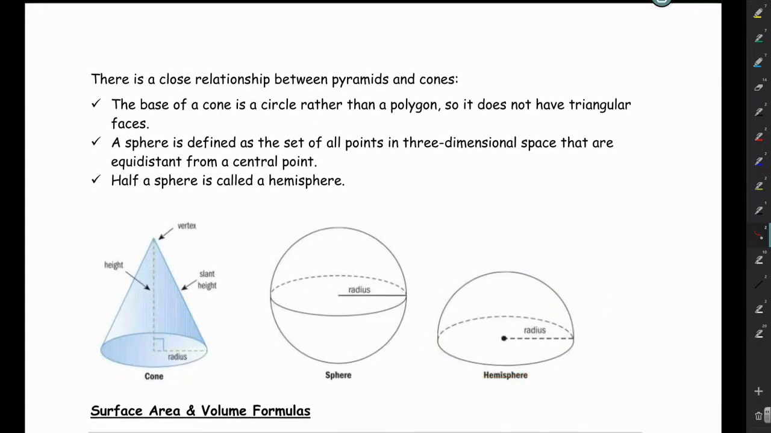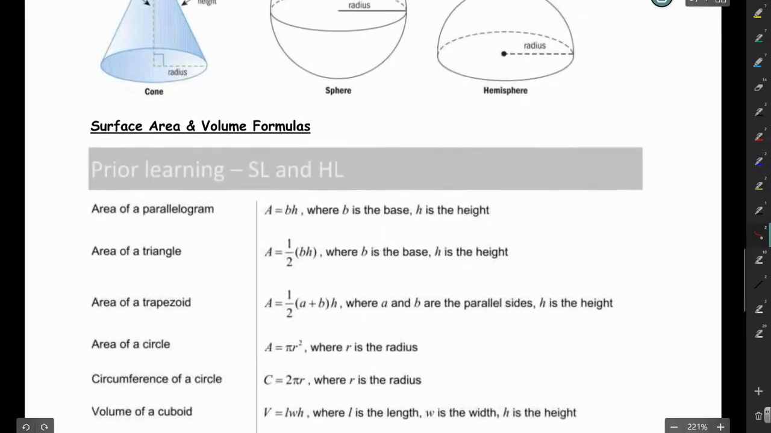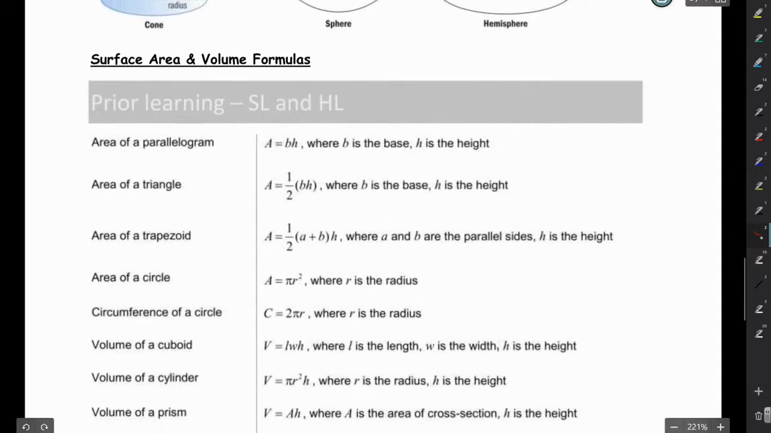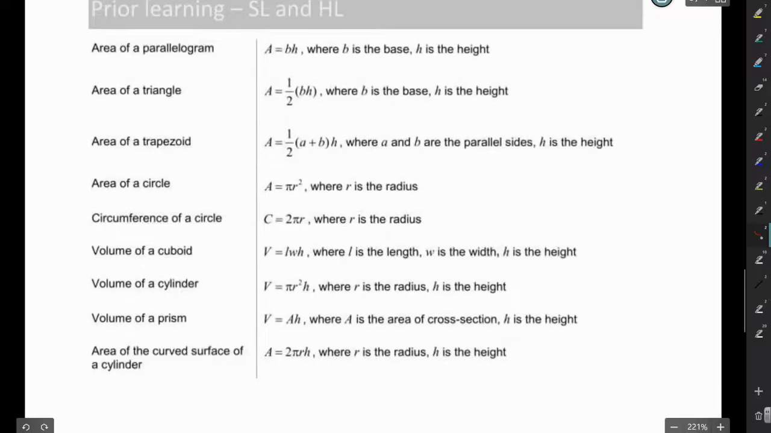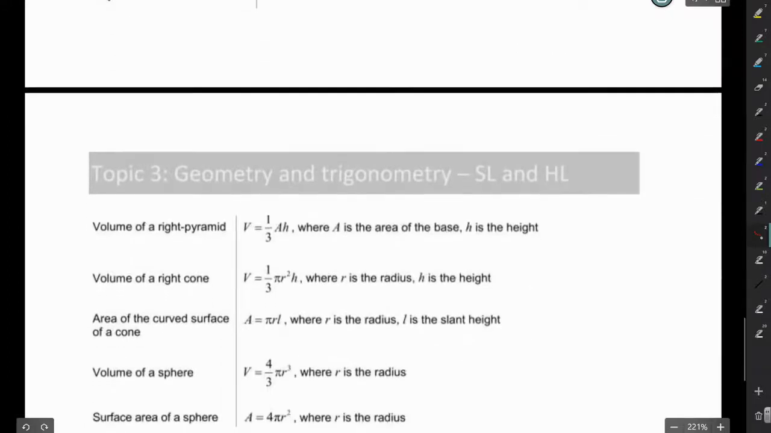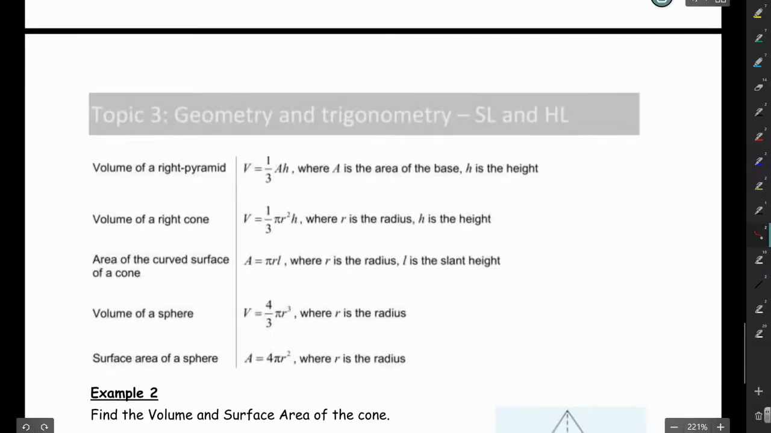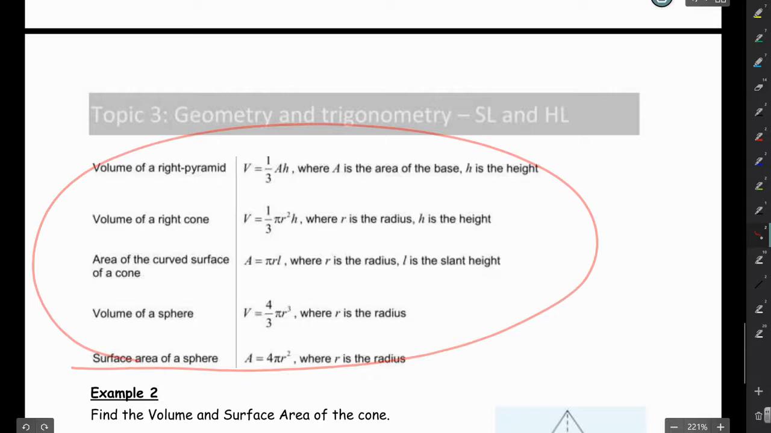All right, so a lot of vocabulary. Also in the formula booklet, under prior learning, we have all of these formulas. I'm just making it clear, you're going to be using your formula booklet a lot in this unit. Under topic 3 in the formula booklet, we have all of these formulas.